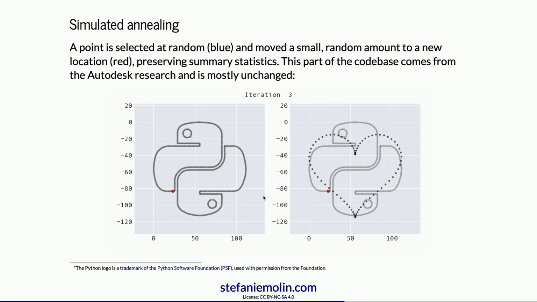So the way this algorithm works, and this is largely untouched from the initial research, is using a technique called simulated annealing. So here you can see I've overlaid on the right side the target that we're moving towards, the heart. So at each iteration, a point is selected at random, and that's when it is highlighted in blue. And then it's going to be moved a small random amount to a new location, and that's when it glows red. The catch is that it won't ever move a point to a location that then makes the summary statistics change. So it's constrained in that way.